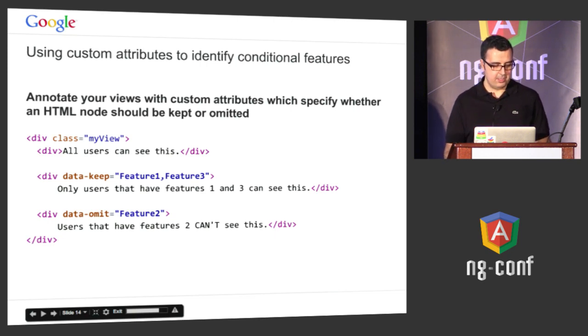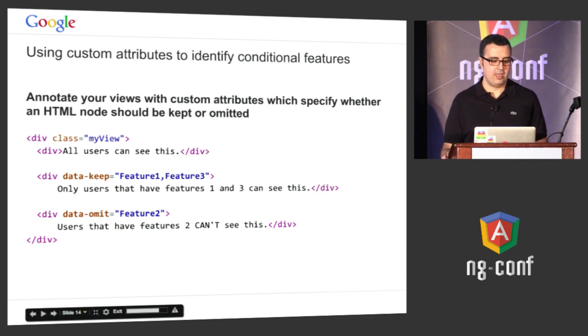So if you look at the first div, it's just a simple div, and everyone can see that. Every user could see that when the view is loaded. The second one has a data-keep attribute on it, and the value for it is feature 1 and feature 3. And that means that this div is going to remain on the view only if the user has those features turned on. And if he doesn't, this div is going to be removed. It's not going to be hidden or ng-switched or anything like that. It's just not going to be there.